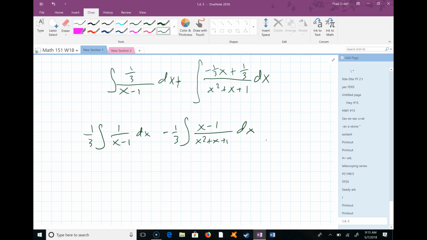Okay, so what about that first one? The 1/3 will go along for the ride. Natural log of x minus 1 minus. That 1/3 also can go along for the ride. What are we going to do with that monster?